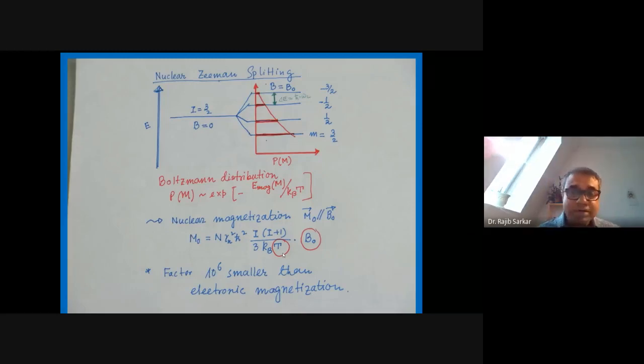When you are talking about electron spin resonance, which is directly connected to the electron spins, the magnetization is much stronger, at least 10 to the power 6 times stronger. So it is much easier to get the signal, and the signal intensity is much stronger. But in NMR, the signal intensity is very, very weak.